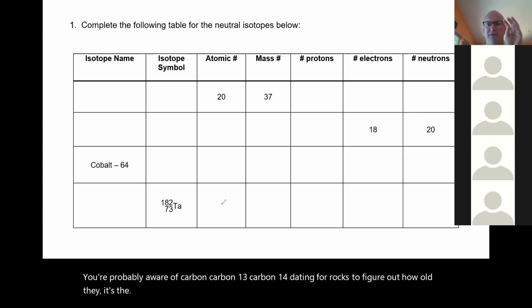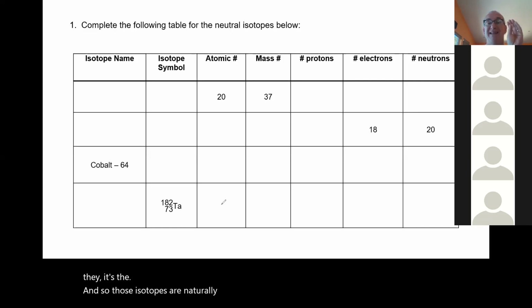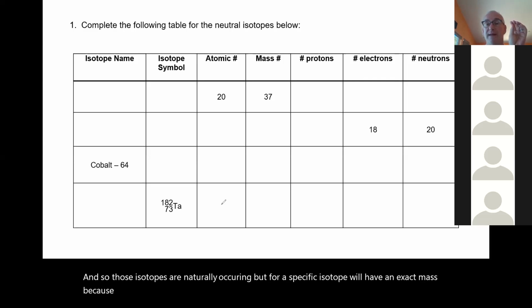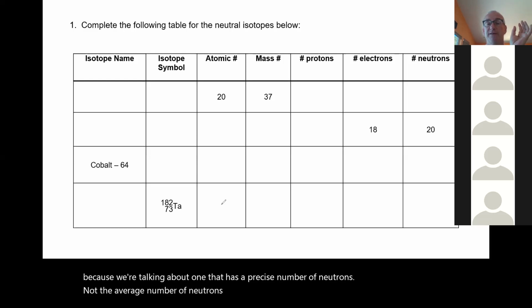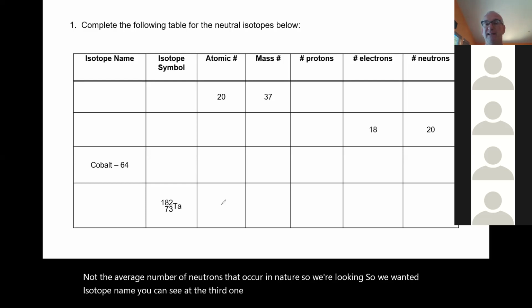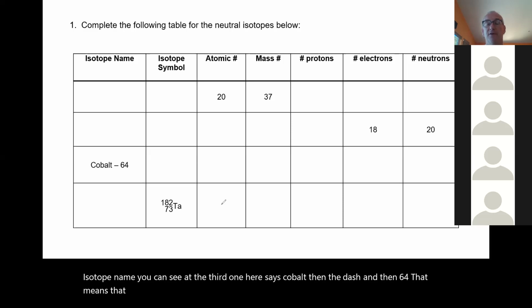And so those isotopes are naturally occurring. But for a specific isotope, we'll have an exact mass because we're talking about one that has a precise number of neutrons, not the average number of neutrons that occur in nature. So when we want an isotope name, you can see at the third one here, it says cobalt, then the dash, and then 64. That means that particular isotope of cobalt has a mass of exactly 64, not less, not more. So we know precisely how many protons and how many neutrons it has.